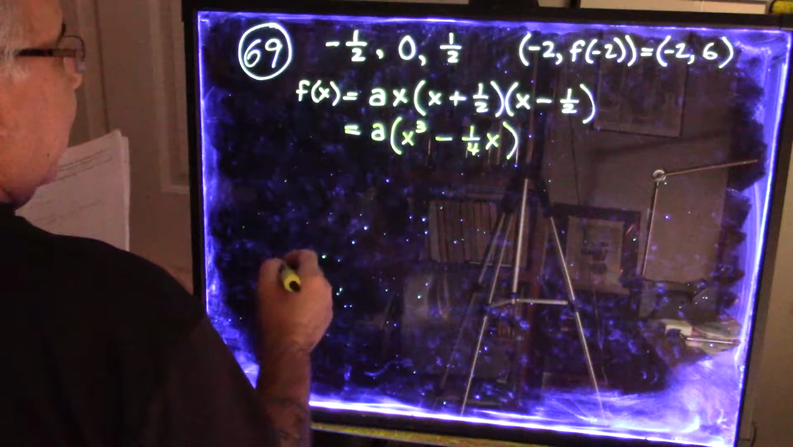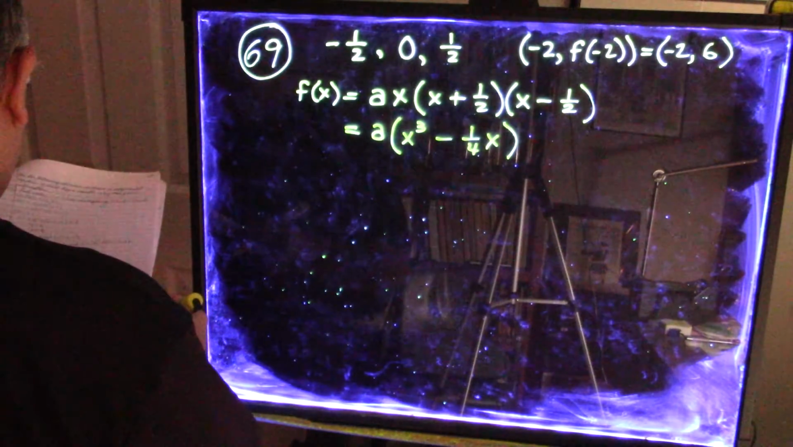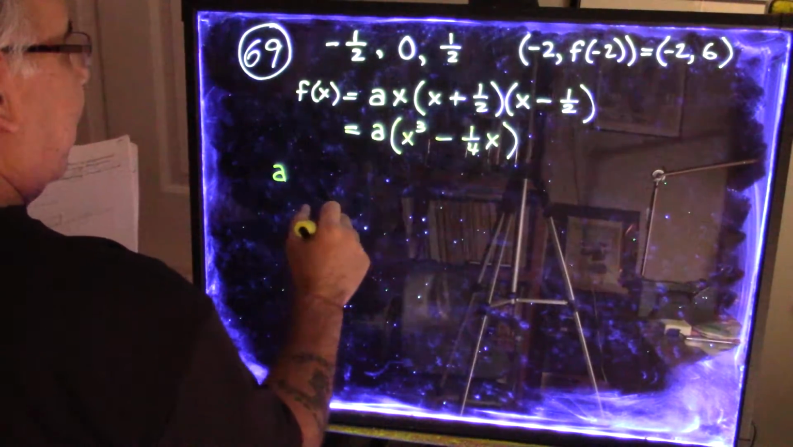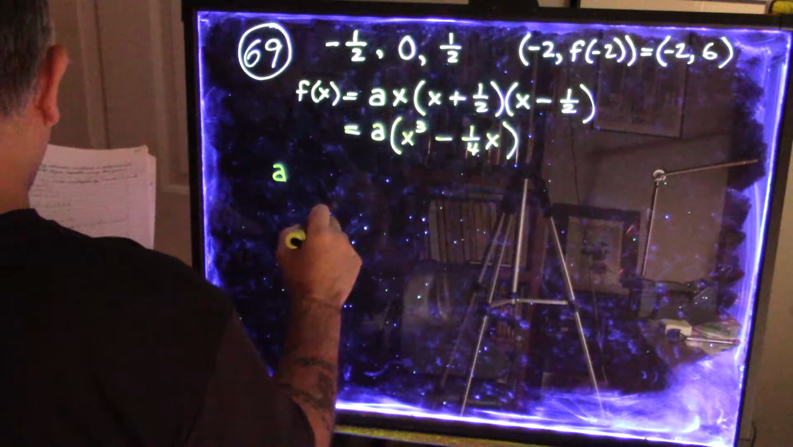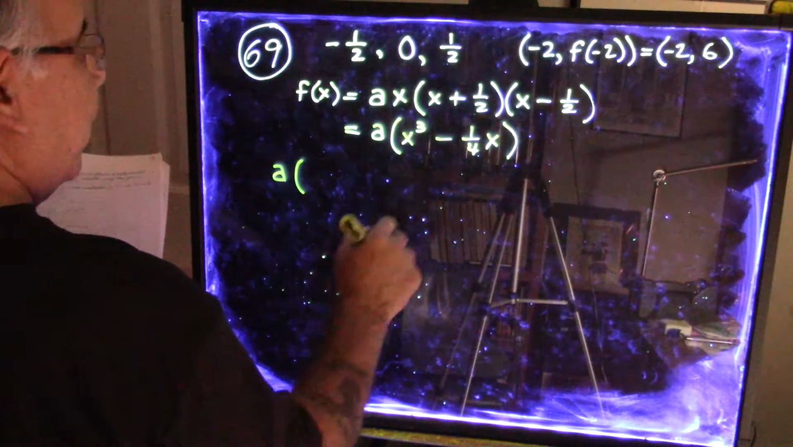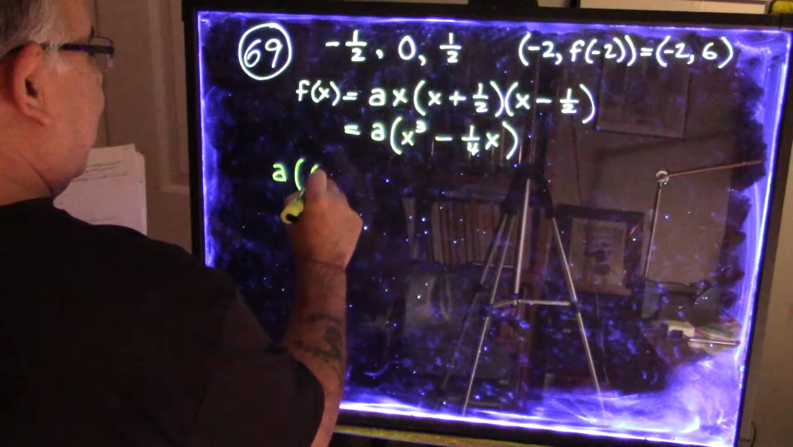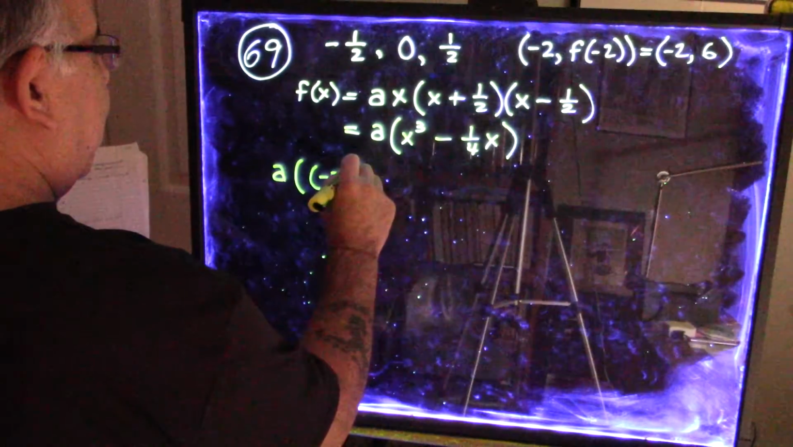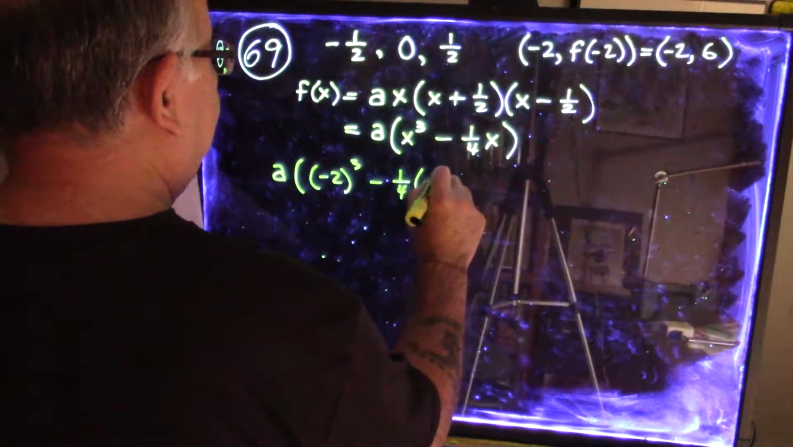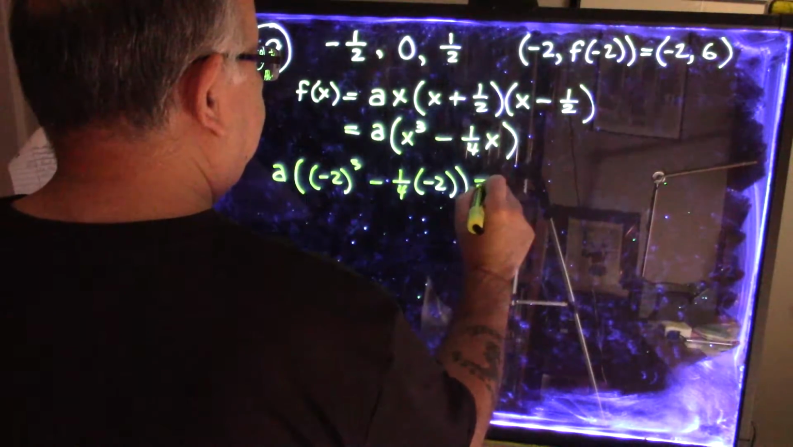Now use the fact that f of -2 equals 6. So set f of x equal to 6, but let x equal -2, right here and right there. So you've got -2 cubed minus 1/4 times -2, and set that equal to 6.